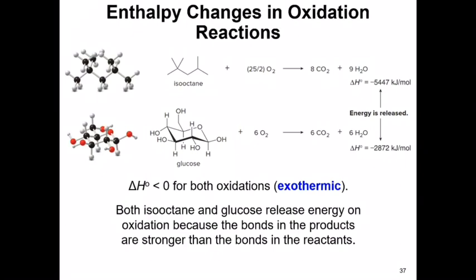So here we have two examples of redox reactions. We have isooctane and glucose that are being oxidized in the presence of oxygen gas to form carbon dioxide and water. So you can see that both reactions are exothermic because their overall change in the enthalpy are both negative. And so this tells us that both reactions are exothermic. This also tells us that the bonds in the products are much stronger compared to the bonds in the reactants.